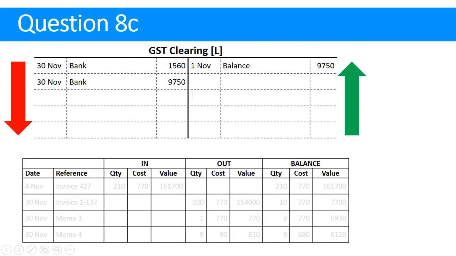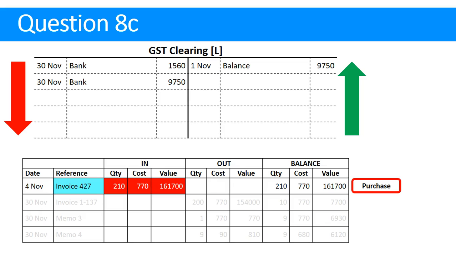So the next thing we were given was in question 8A and B, we had to complete this stock card and some general journal entries. So the first thing we were told was there was a purchase of stock for a total of $161,700. That stock had GST on it, so we were charged $16,170 by our creditors, so that would have shown up as a debit.